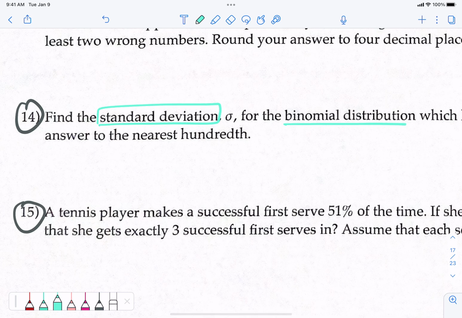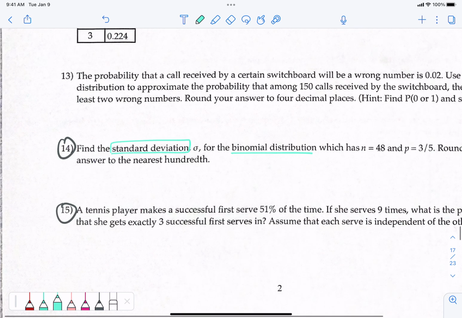Can you do these on the test? Yeah, can I give us a bunch of these on the test? Standard deviation for the binomial distribution. Okay, you should have this formula memorized. The square root of n p q, right?